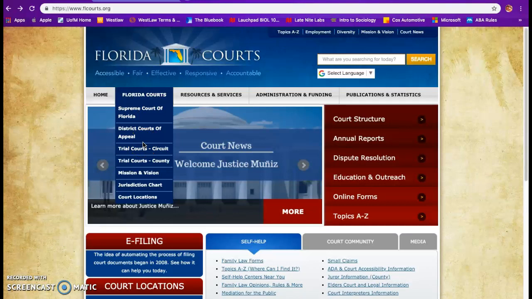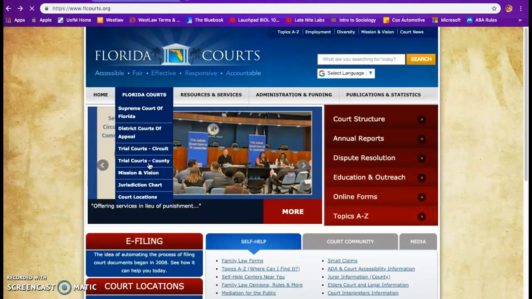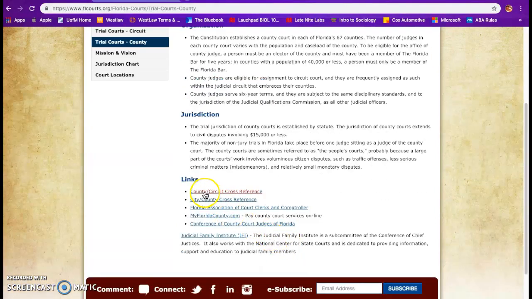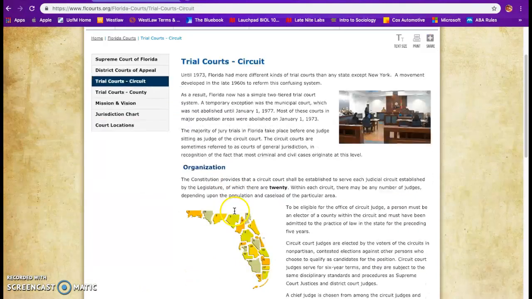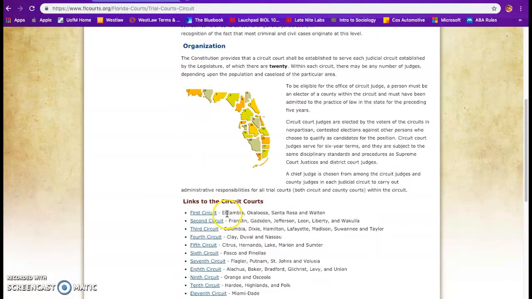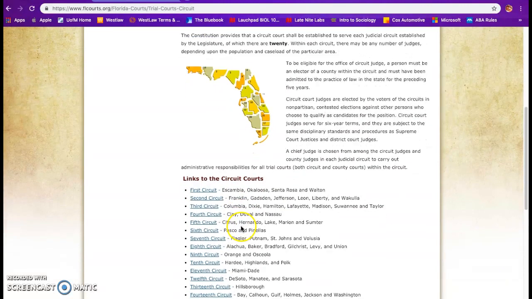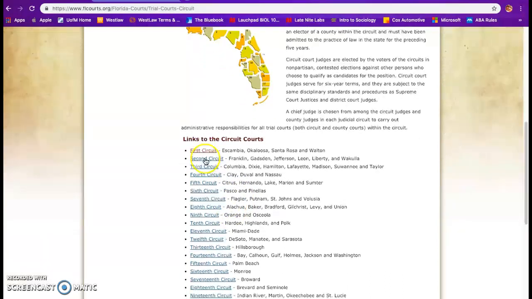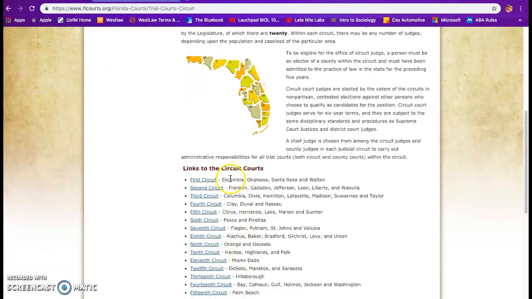And I decided to try to find the location of where we're going to file this case, the trial courts by county. And what was specified in my scenario is that this couple lived in the county of Santa Rosa. So I clicked on this link, County Circuit Cross-Reference, and I scrolled down. And as you can see, each county is divided by the circuit division, from the first circuit all the way down to the 20th. And I specified that this couple lived in Santa Rosa. So this would be the first circuit.